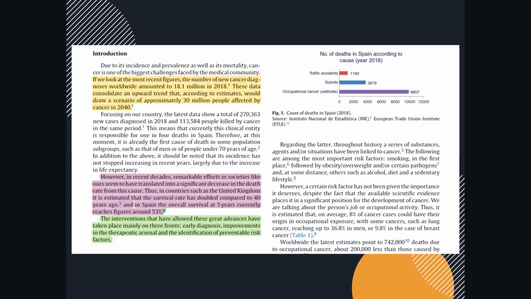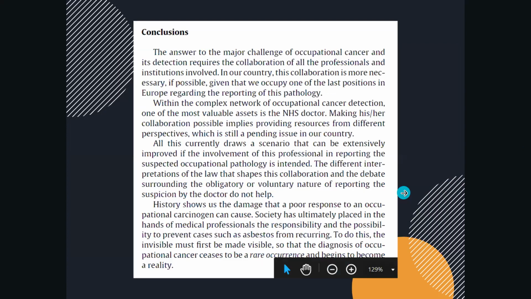Thus, in countries such as the United Kingdom, it is estimated that the survival rate has doubled compared to 40 years ago. And in Spain, the overall survival at 5 years currently reaches figures around 53%. The interventions that have allowed these great advances have taken place mainly on 3 fronts. Number 1 is early diagnosis. Number 2, improvements in the therapeutic arsenal. And number 3 is the identification of preventable risk factors. The figure shows the causes of death in Spain in 2018, and the maximum number is for occupational cancer.